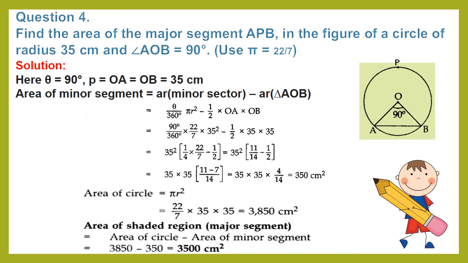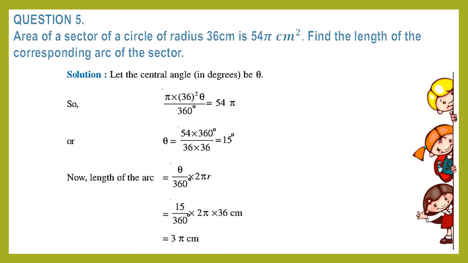Right? Now we will do question number 5. Area of sector of a circle of radius 36 centimeter is 54 pi centimeter square. Find the length of corresponding arc. So again you listen here, beta, area of sector is given as 54 pi. Radius is given as 36 centimeter and you have to find the length of corresponding arc. Okay, so let's find it out.